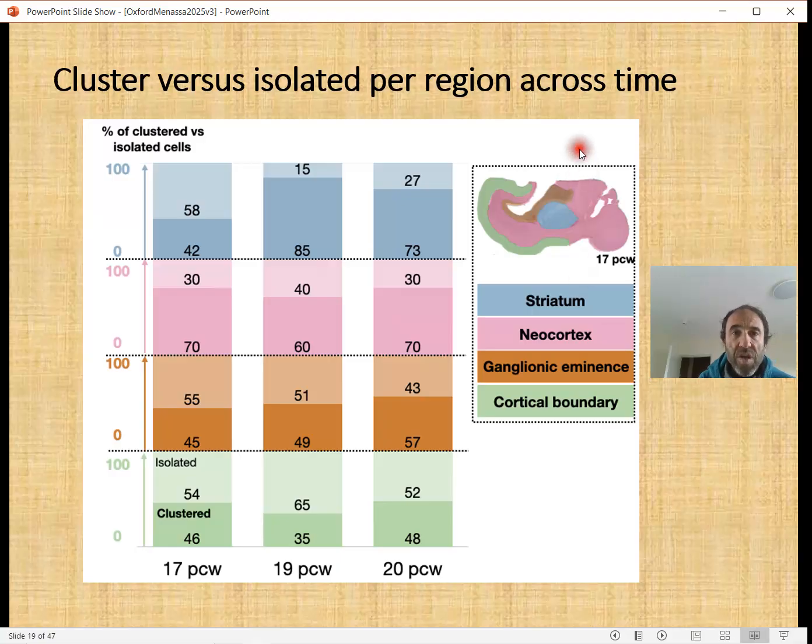So cluster versus isolated: you can look at this for the different regions, how the cells are isolated versus clustered in these different regions, and how this evolves in time. Again, you can see how isolated can decrease, then increase, and decrease again for these different regions. So it's not necessarily monotonic.